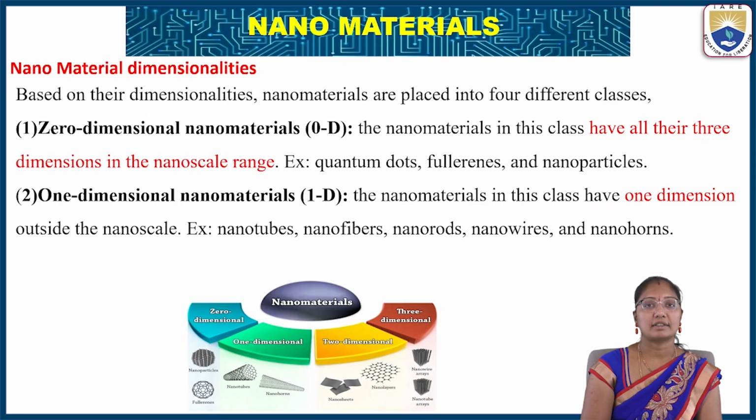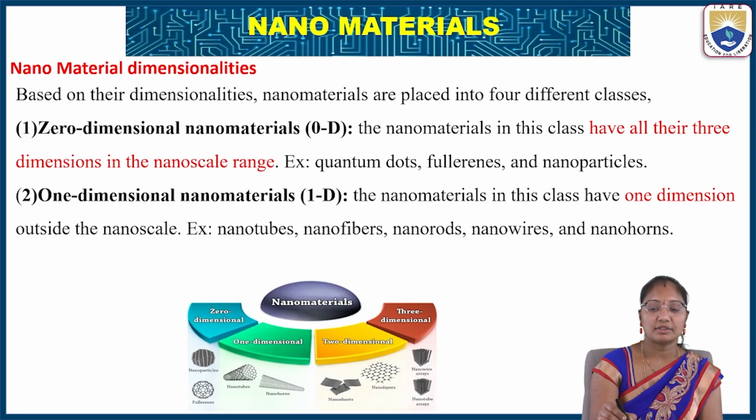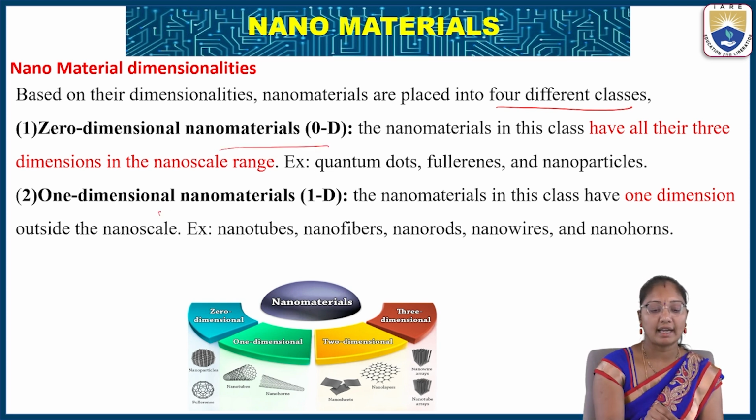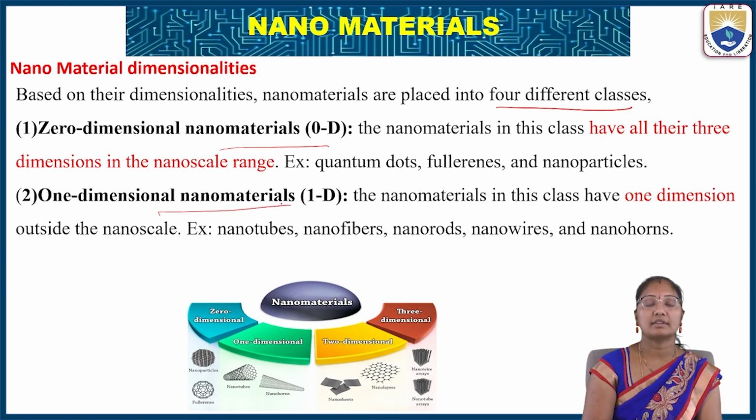Now, dimensionalities. Nanomaterials are categorized into 4 different classes. One is zero dimensional nanomaterials, another is one dimensional, the third is two dimensional and the fourth is three dimensional.